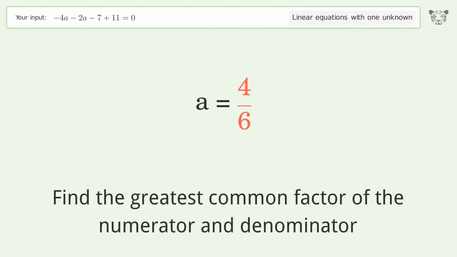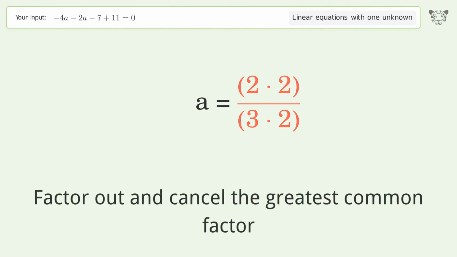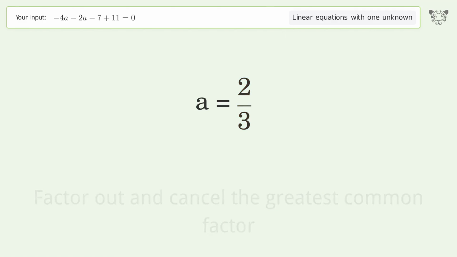Find the greatest common factor of the numerator and denominator. Factor out and cancel the greatest common factor. And so the final result is a equals 2 over 3.